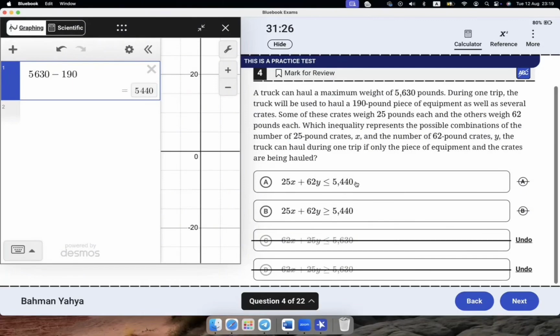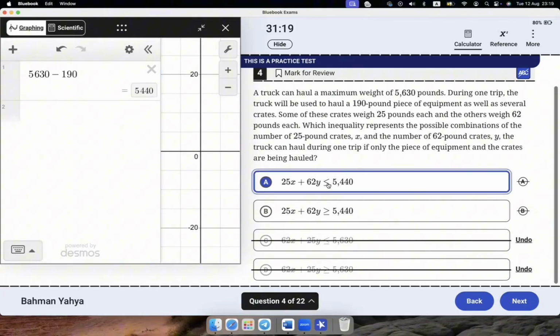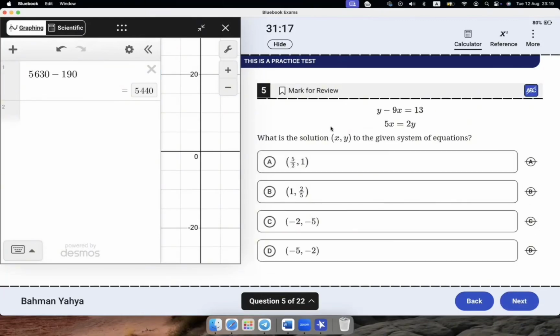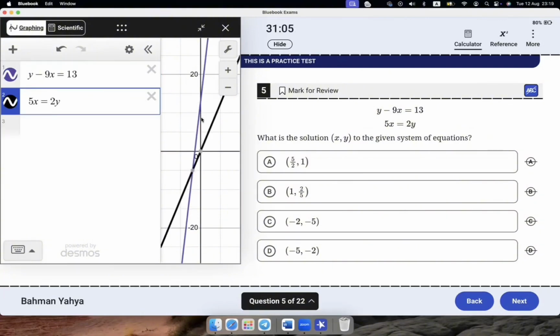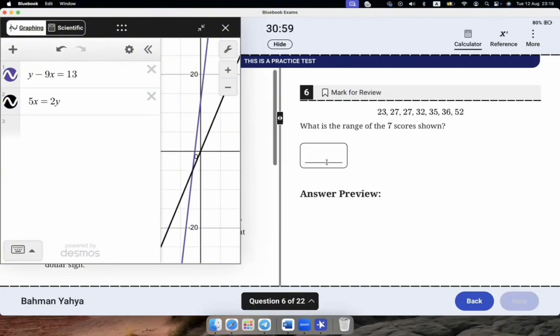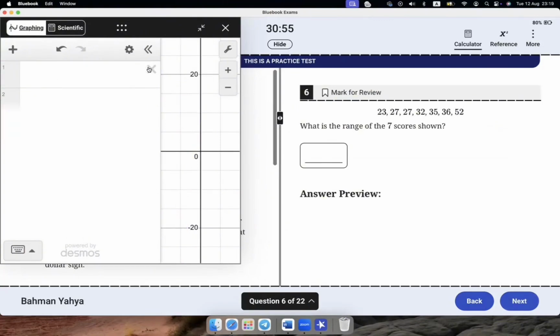So we have 5440 left, and the other crates could be maximum 5440, so it must be less than, not more than. And this is the system of equations. Whenever you see a system of equations, do not lose time. Just type it into the decimals. -2, -5. And question 6, what's the range of the scores? Range is the difference between the greatest and the smallest one. Greatest one here is 52, smallest one here is 23, so the answer is 29.